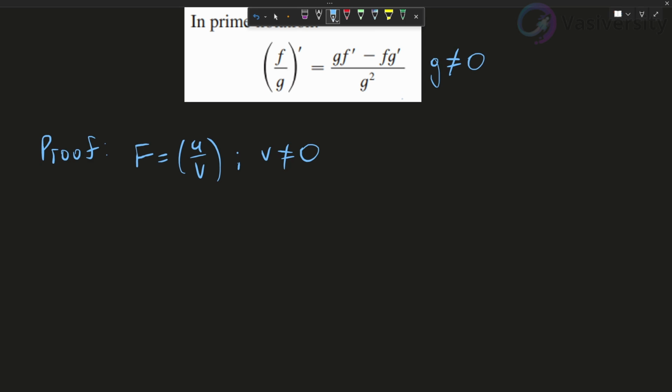Rather than trying to find a way to prove it through fractions, let's go ahead and use the product rule. So how can we rewrite u? Since we know that v is not equal to 0, u will be equal to u over v times v. Now let's go ahead and take the derivative of it. So dx.